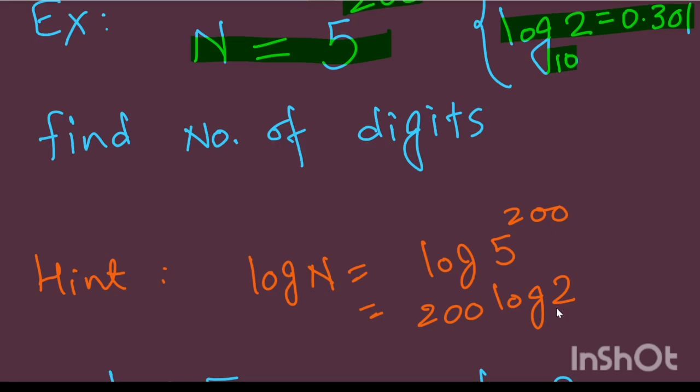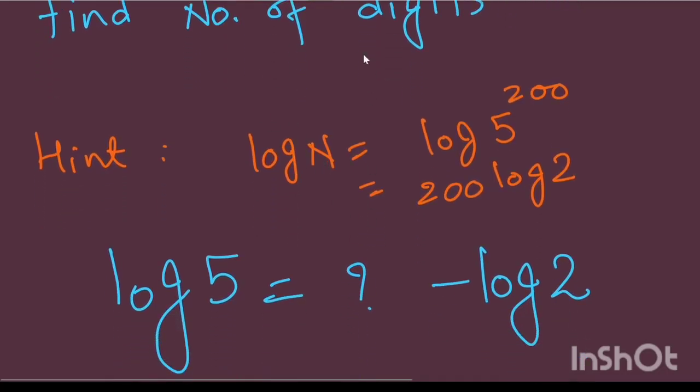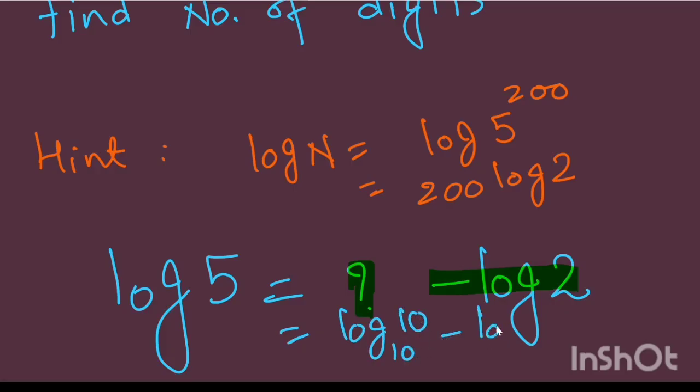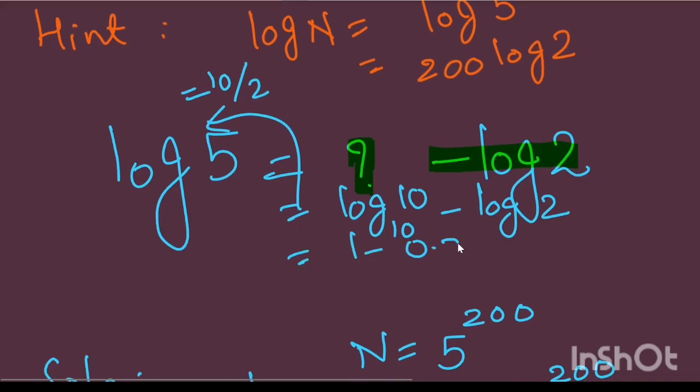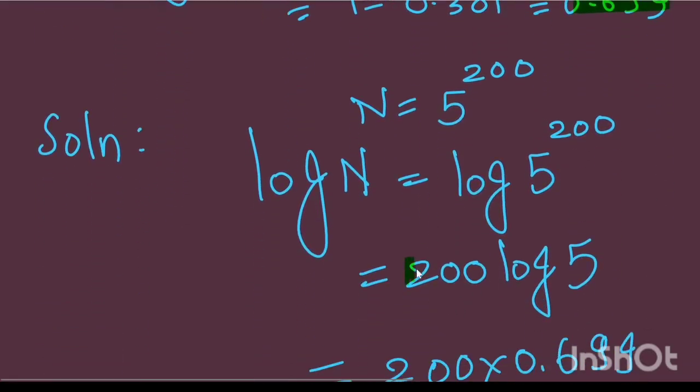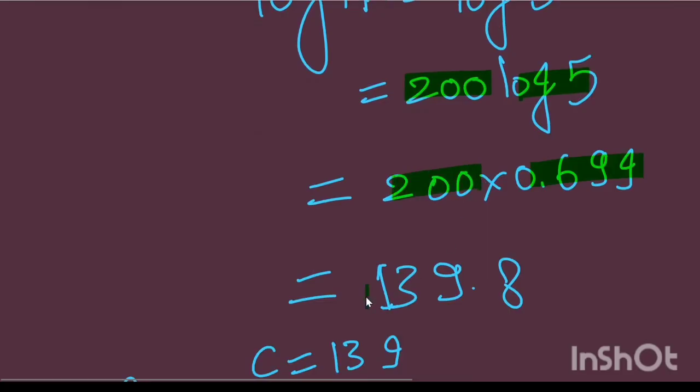If we think about how we can express log 5 in terms of log 2, it reminds us of this: log 5 is something minus log 2, so this something should be log 10 base 10. Log m minus log n is log m by n, 10 by 2, which is 5. So log 10 minus log 2 is 1 minus 0.301, which is 0.699. So log 5 is calculated as 0.699, that we will use here. 200 into log 5, 0.699, 200 is 139.8. So C is what, guys? 139. So the number of digits is C plus 1, which is 140.